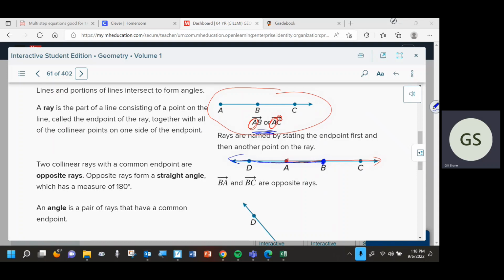Here's your first big concept. If I have two rays, and again, a ray goes on forever, so pretend like I'm holding the endpoints. So these points right here are the endpoints of the rays. It goes on forever that way, it goes on forever that way, holding the endpoints.